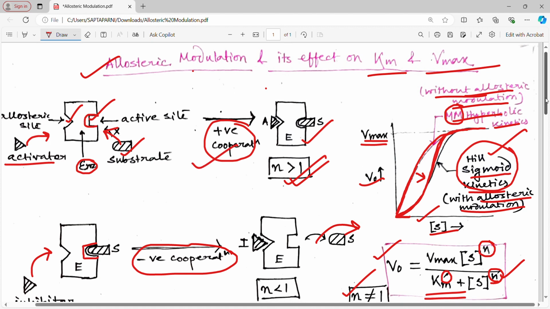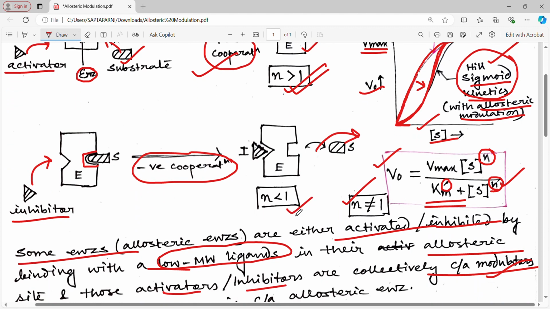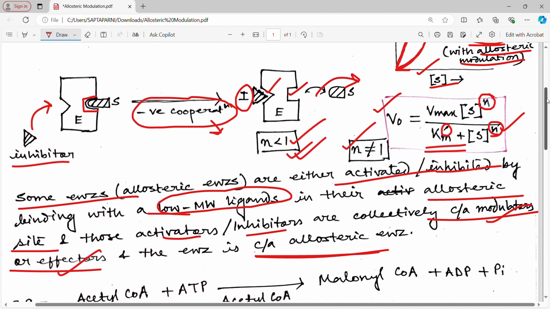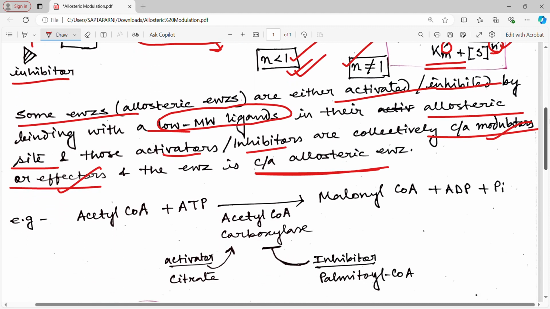And in case n is less than 1, there is an active site obviously, and obviously there is an allosteric site, but inhibitors bind to the allosteric site. That is why the overall velocity of the reaction gets down regulated, or negative cooperation is seen. So here n is less than 1. So in case of activators n is greater than 1, but in case of negatively regulated reactions n is less than 1. Remember that. Now, this is all about allosterism. Now, let's take an example.